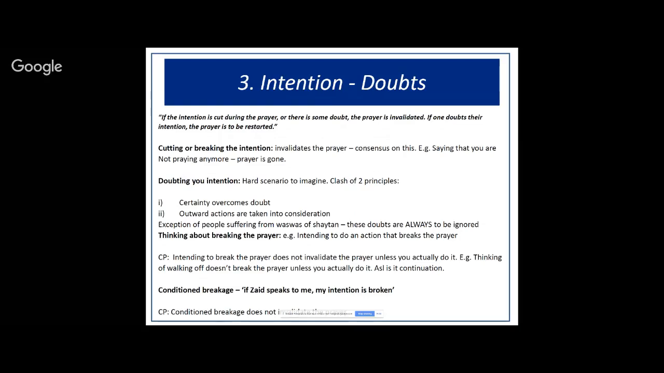If you're doubting your intention, did I make my intention? Remember how we defined intention. Every conscious act has got an intention that drives it, that brought it into existence or brought it about. The very fact that you're standing in the action of the salah means that you made a niyyah to stand up and pray. So this is where two principles clash. One is certainty overcomes doubt, and number 2 is outward actions are taken into consideration when we're looking at matters.